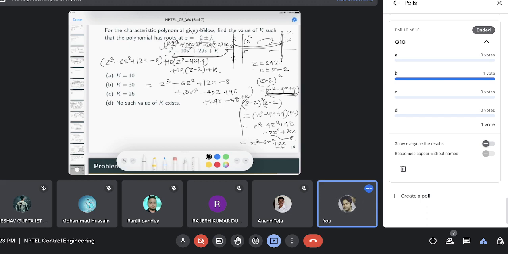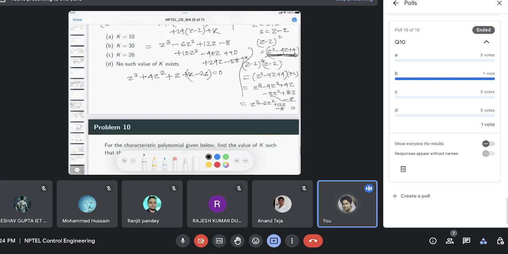So simplifying this, it will give z cube plus 4z square, then we have z with coefficient 29 plus 12 minus 40, so it is only z. Then the constants: minus 58 minus 8 plus 40, so it is k minus 26. So this is your characteristic equation, right?